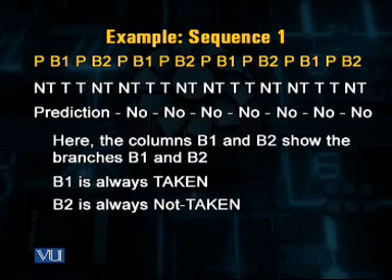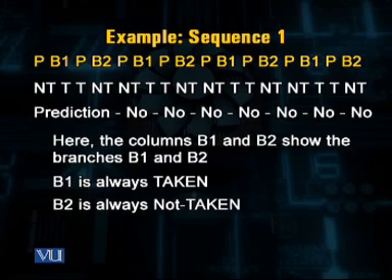Here, the columns B1 and B2 show the branches B1 and B2 respectively. We assume that B1 is always taken and B2 is always not taken. The prediction bit P is initially not taken and it inverts every time it is mispredicted. The prediction for B1 is not correct the first time, therefore P is inverted from not taken to taken.